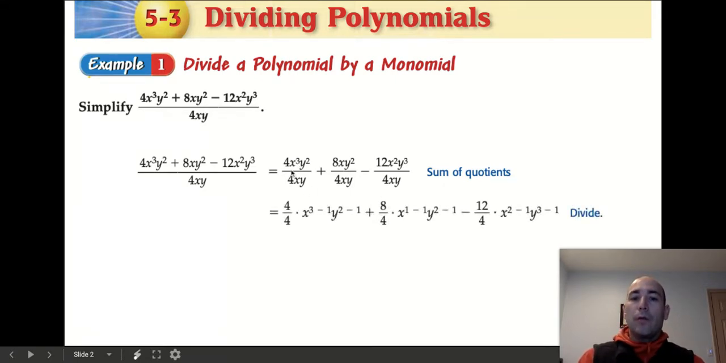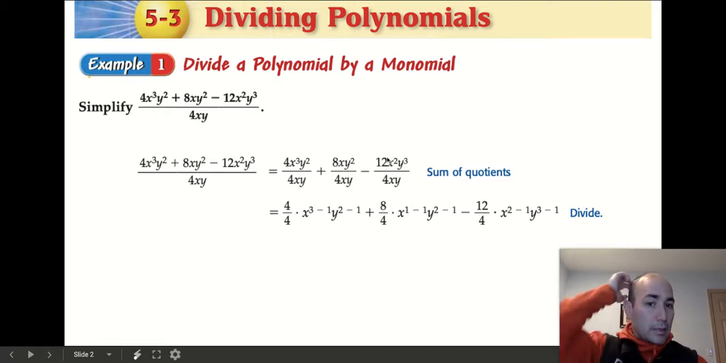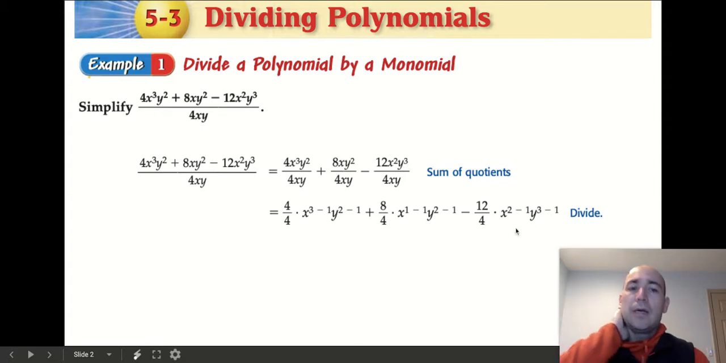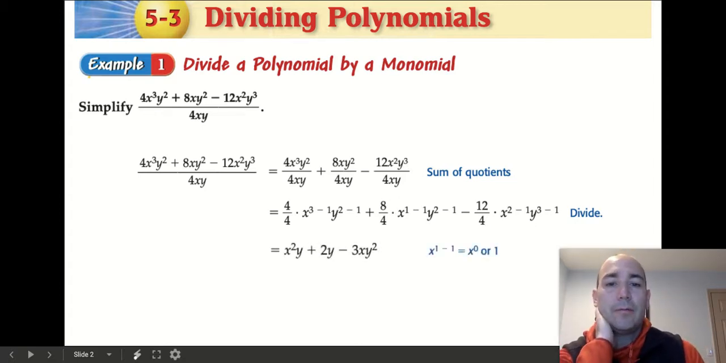So when I'm doing this, 4 over 4, x to the third over x, you can subtract their exponents, y to the second over y, subtract their exponents, plus the second term, 8 over 4, x to the first divided by x to the first, subtract their exponents, y to the second divided by y, subtract their exponents. Same thing in the third term. You have 12 over 4, x squared over x, subtracting their exponents, y to the third over y, subtract their exponents. And then the last step there is just to simplify it.